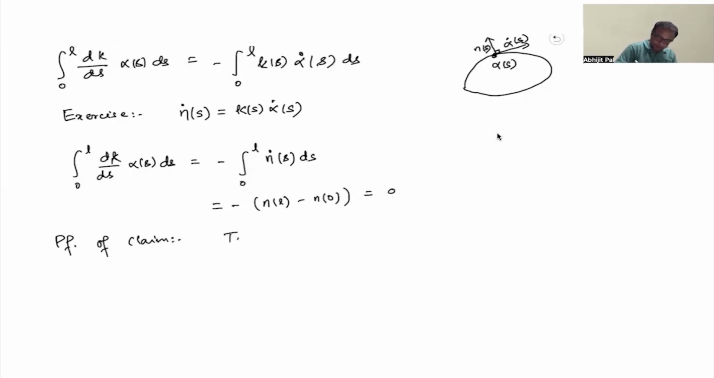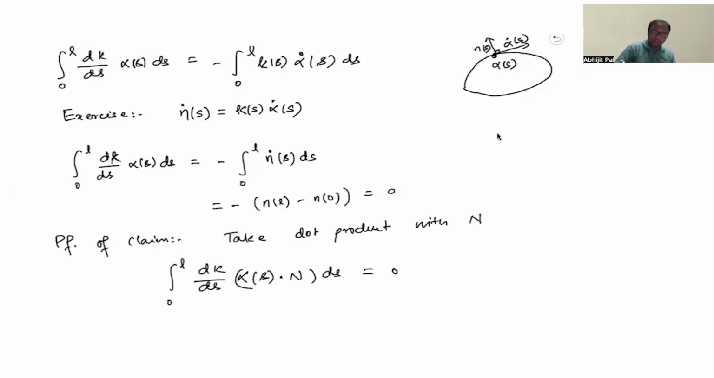So now to prove the claim, take the dot product with the constant vector n. Therefore, this integral is equal to 0.